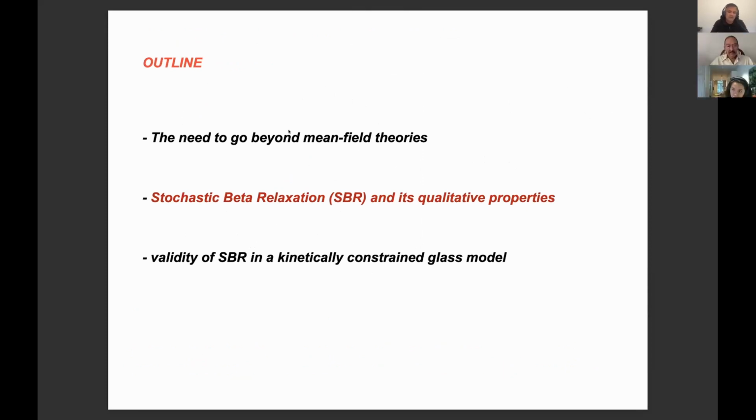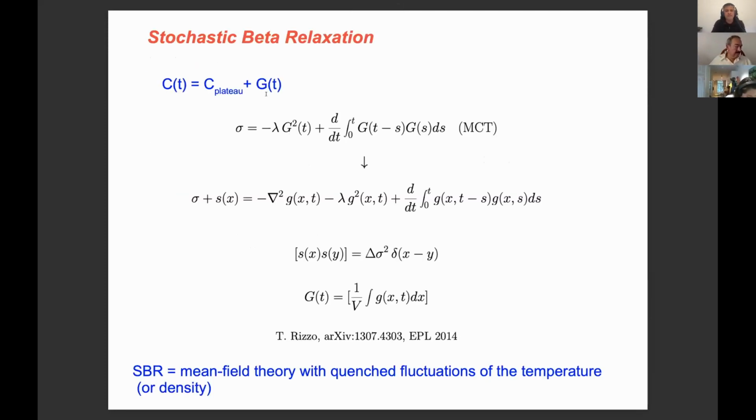Now I will introduce this stochastic beta relaxation, and I will show you its qualitative properties. The object of the theory is this function g(t) that describes the deviations from the plateau value of the beta relaxation. Within MCT, but also within the infinite dimensional limit of the dynamics that Grzegorz was discussing, and also within spin glasses, we know that in the beta regime this g(t) is described by this general equation, which already has many features of universality, because it holds for many different models. And as you can see, it is a quadratic equation.